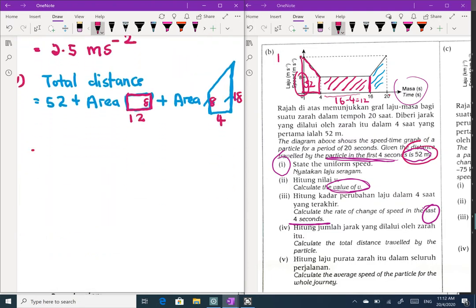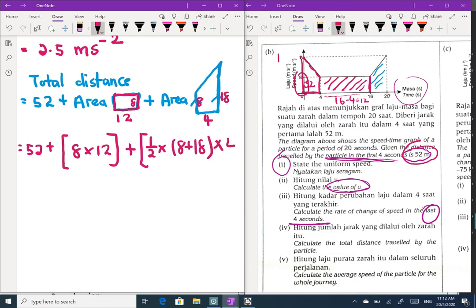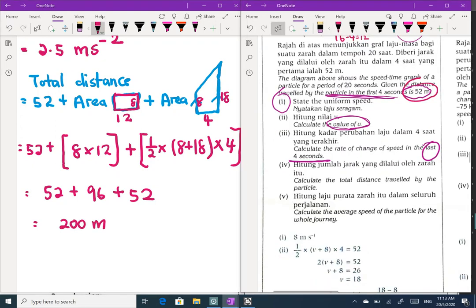So now we can calculate. Equal to 52 plus the area of the rectangle, 8 times 12, plus the area of the trapezium, 1/2 times the parallel lines 8 plus 18 times 4. So you will get 52 plus 96 plus 52. You get 200 meters. Okay, this is the total distance.